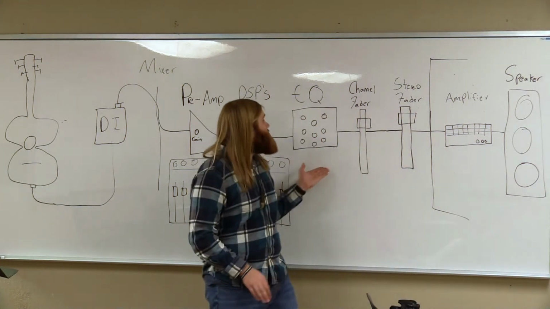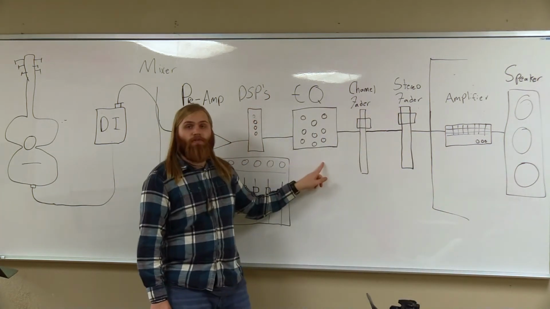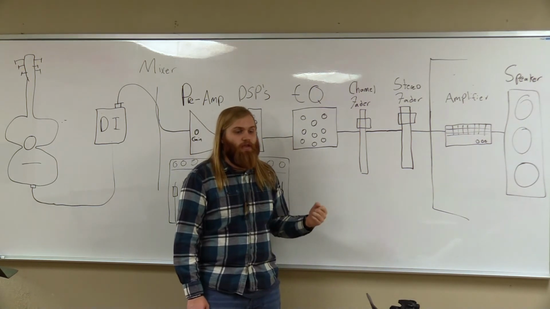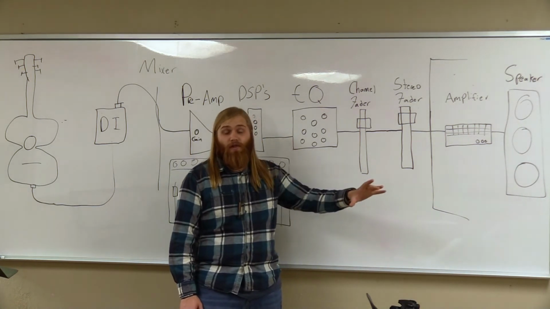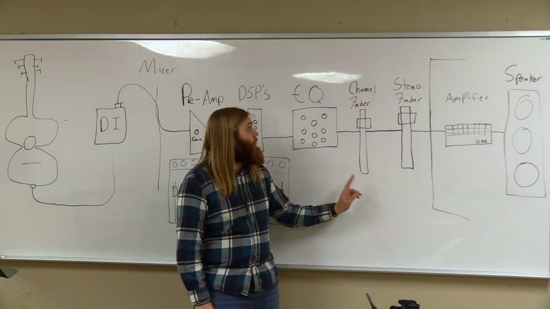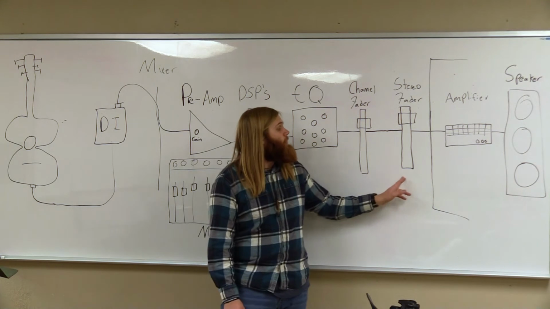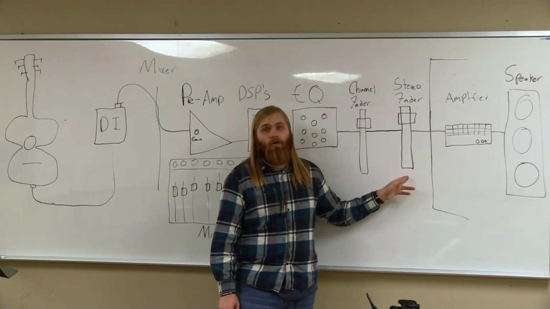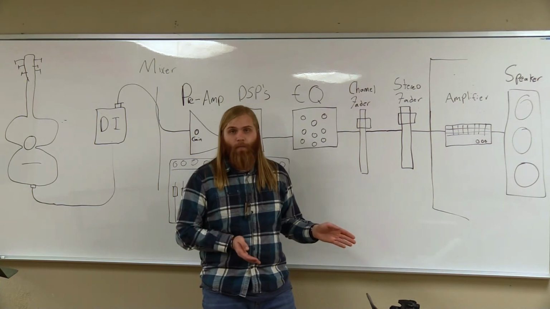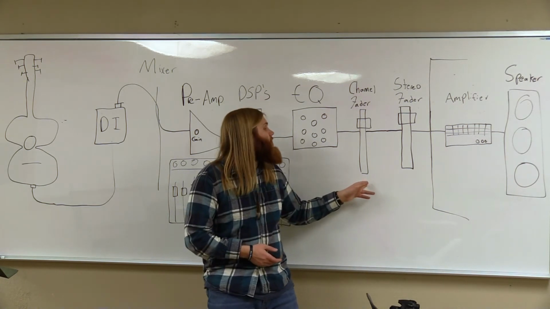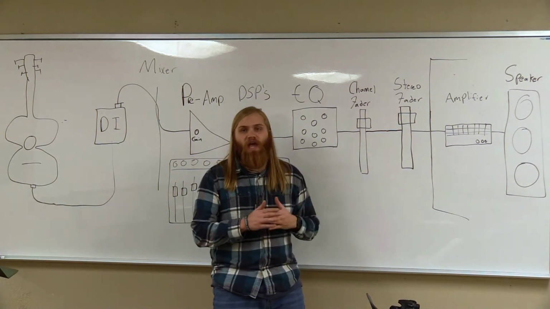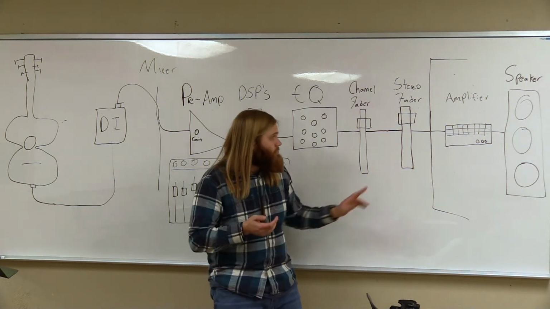So then, after going through the equalizer, you reach the channel fader. Now, this is the fader that controls the overall levels of an individual channel. From the channel fader, you then move to the stereo fader, which in the mixer is what governs the entire output. So it goes from the individual channel all the way to the stereo fader, which is everything at once.